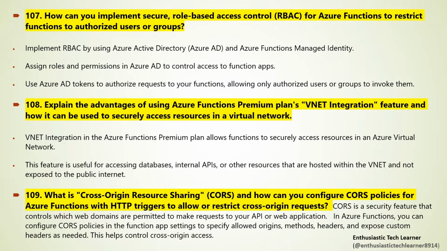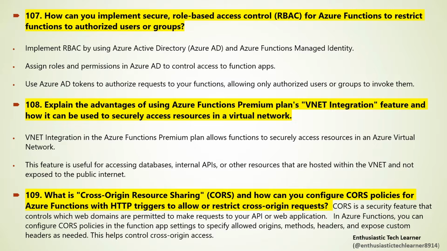Explain the advantages of using Azure Functions Premium Plan's VNet integration feature and how it can be used to securely access resources in a virtual network. VNet integration in the Azure Functions Premium Plan allows functions to securely access resources in an Azure virtual network. This feature is useful for accessing databases, internal APIs, or other resources that are hosted within the VNet and not exposed to the public internet.